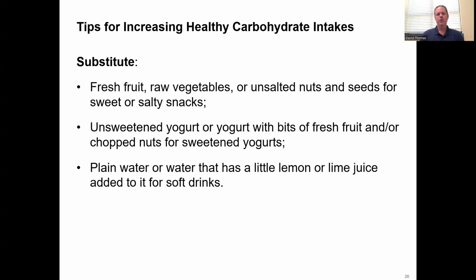Another good way to limit carb intake is to take a look at our soft drink intake. If you're a soft drink person, if you're drinking a lot of sweetened soft drinks, then that's definitely a place where you could cut back on some of the carbs by drinking water, staying hydrated. Maybe if you don't want to drink plain water, you could have water with a little lemon in it or a little bit of lime juice to give it some flavor. And that would help to decrease some extra or added carbs.